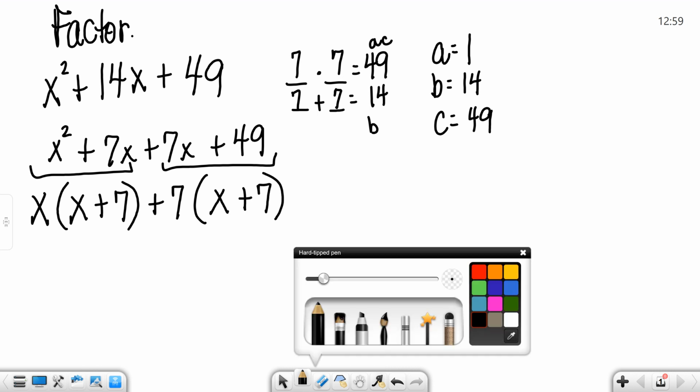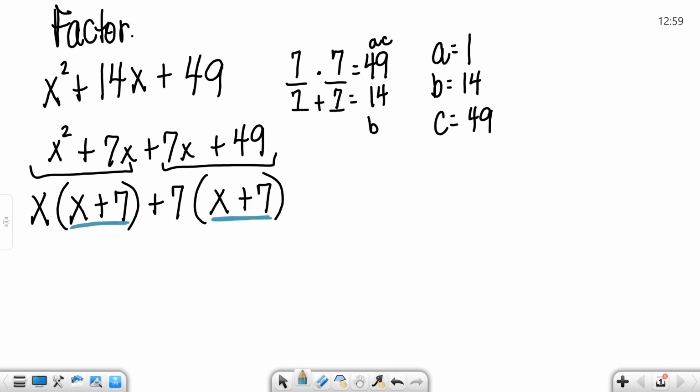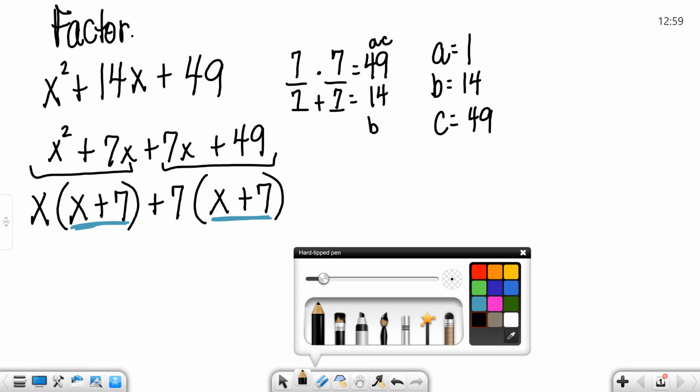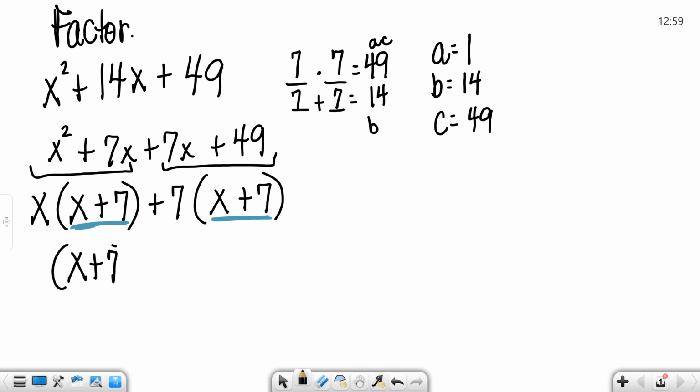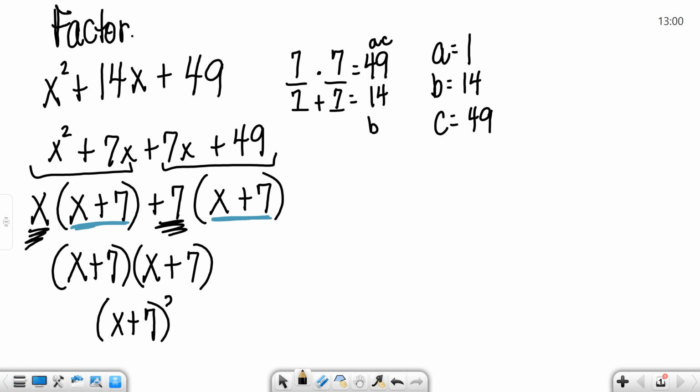Notice my 2 groups both have this little x plus 7. So it gets factored out front, x plus 7, and I multiply by what is left. And the things that are left are this x plus 7. Now notice my answer says x plus 7 times x plus 7. So my math lab is going to want you to write that answer like x plus 7 squared, because that's what it means. So they call that a special form, but it's just because x plus 7 times x plus 7 is x plus 7 squared.